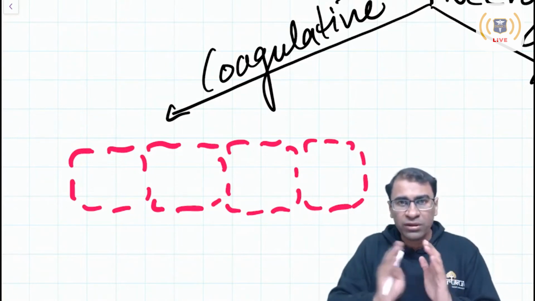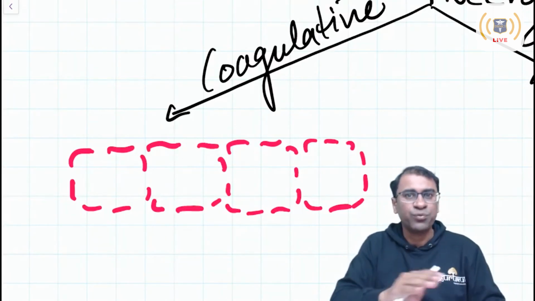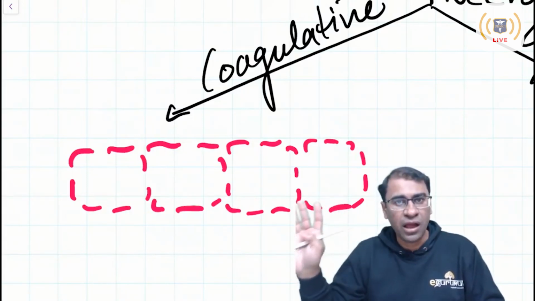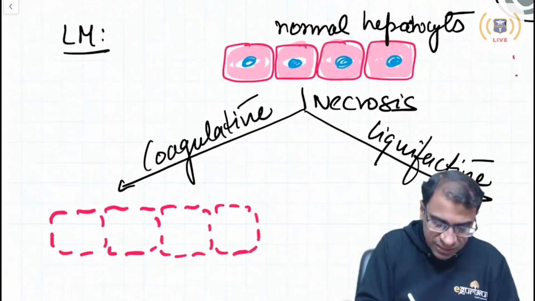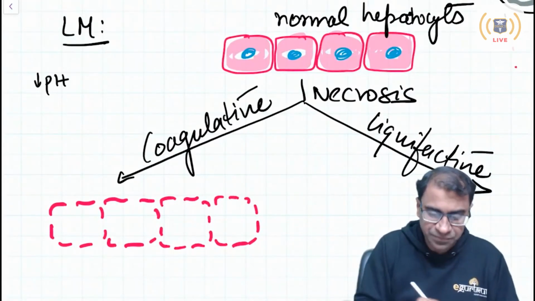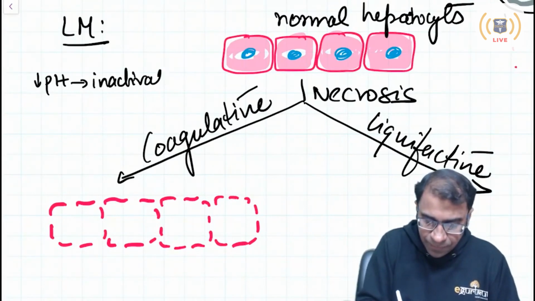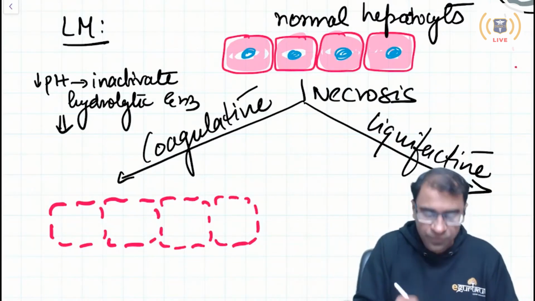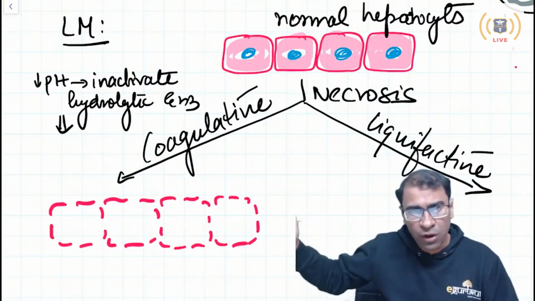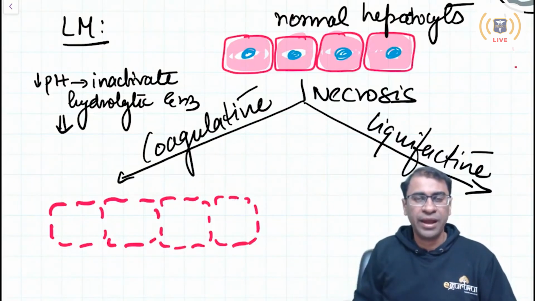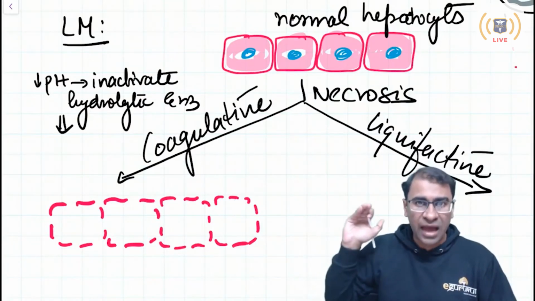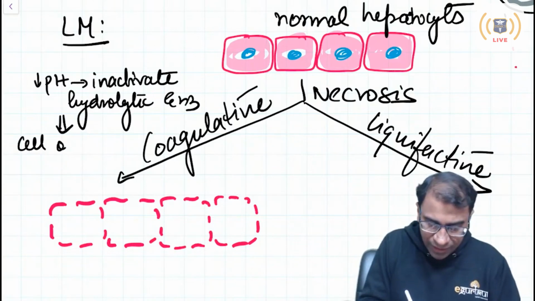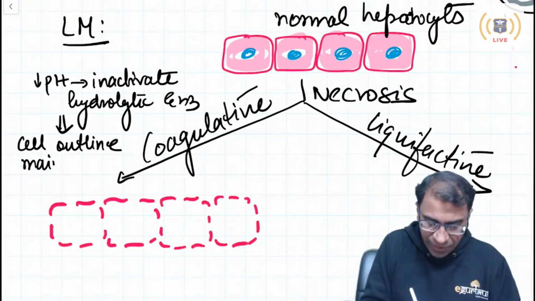But what happens whenever the decrease in pH is happening? The decreased pH will inactivate the enzymes. The decreased pH will inactivate the hydrolytic enzymes of the lysosomes. So what will happen after the damage of the plasma membrane? It is not completely dissolved. That is the reason that because of the inactivation of the lysosomal enzymes, the cell outline is maintained.